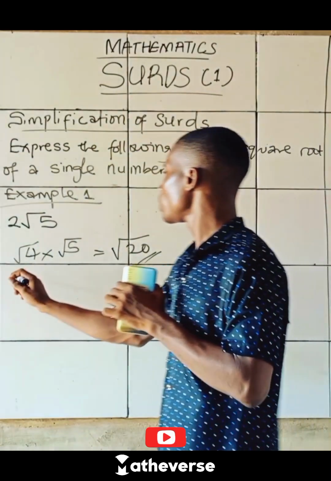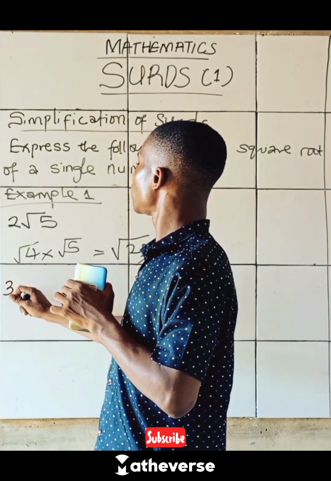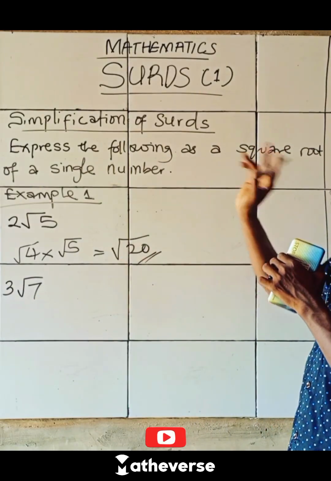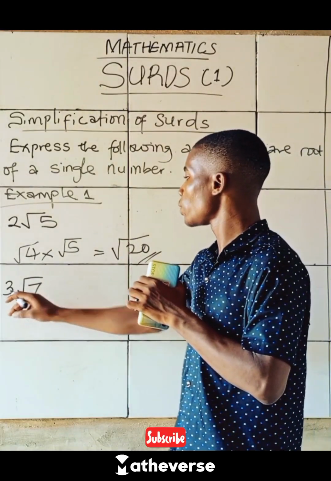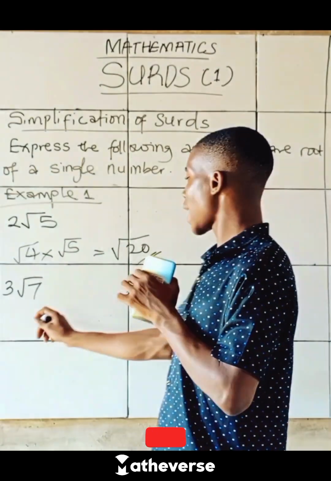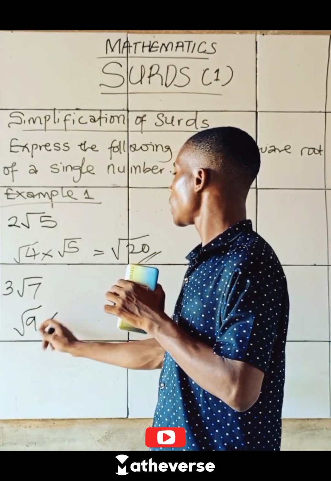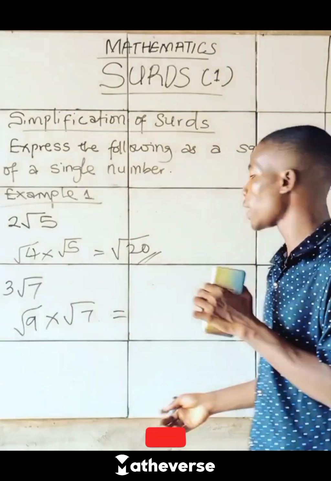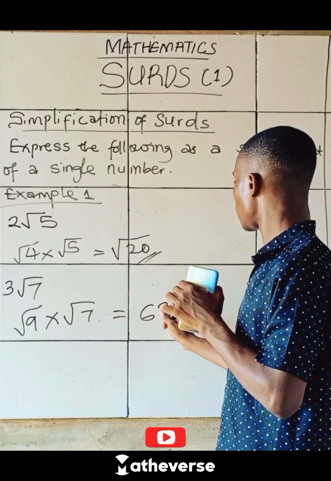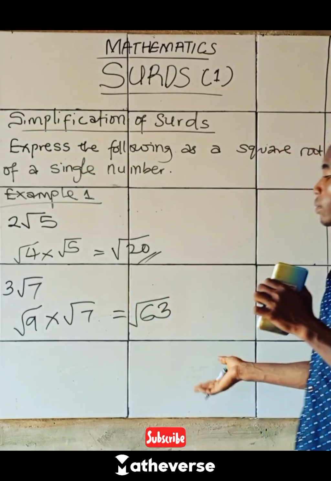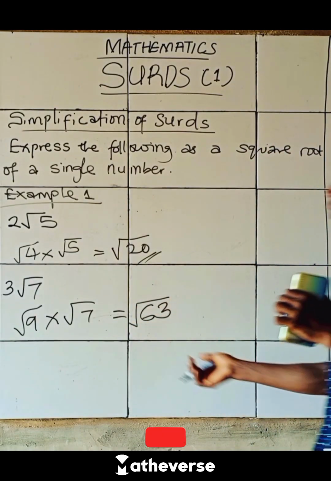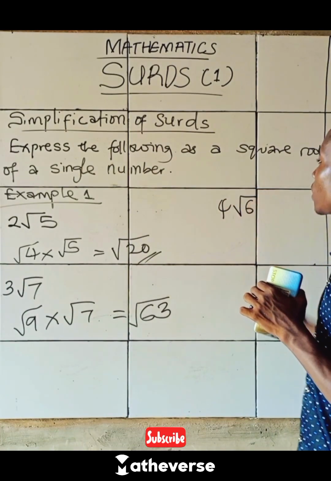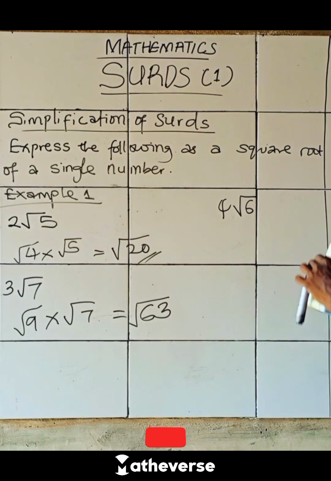Now, another example. They gave us 3 root 7. They said express it as the square root of a single number. This one you have to do. The square of 3 is what? 9. We'll have 9 times 7. You see that? If you multiply that, that will give us 63. Very easy. The last one, what if you are given 4 root 6? Do this one yourself. Let's see.